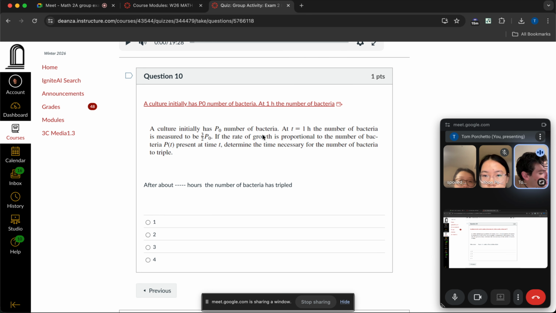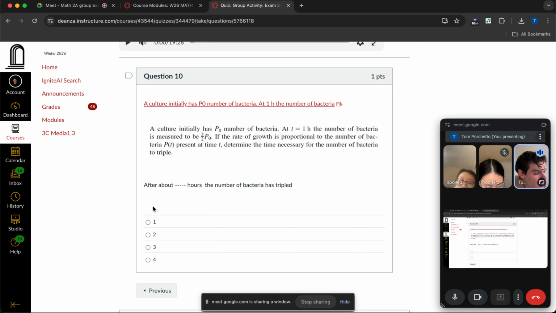Okay, so question 10. A culture initially has a P0 number of bacteria. At t equals 1, the number of bacteria is measured to be 3 over 2 P0. If the rate of growth is proportional to the number of bacteria P of t present at time t, determine the time necessary for the number of bacteria to triple.